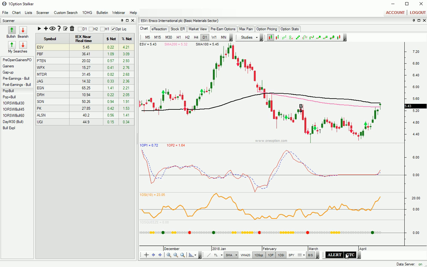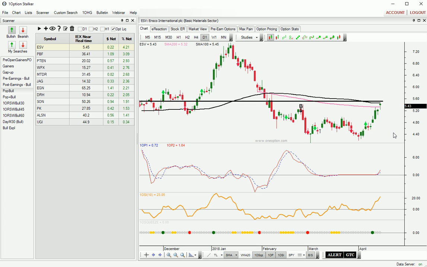And so we can come in, click GTC, and place your GTC alert just above that 100-day moving average. And now, whether it's a day later, a week later, a month later, when that stock breaks through that 100-day moving average, you're going to know about it.